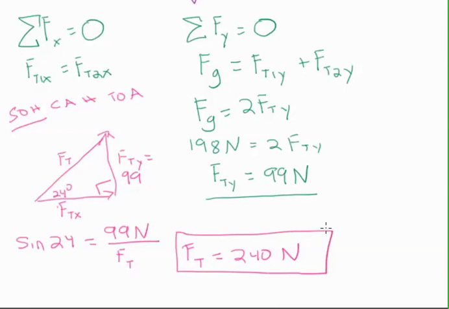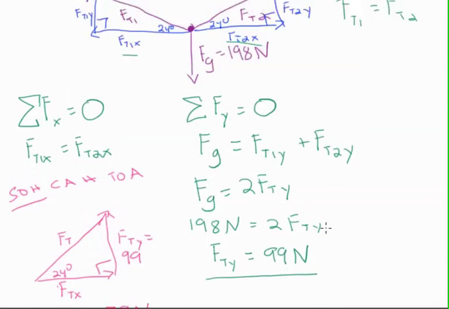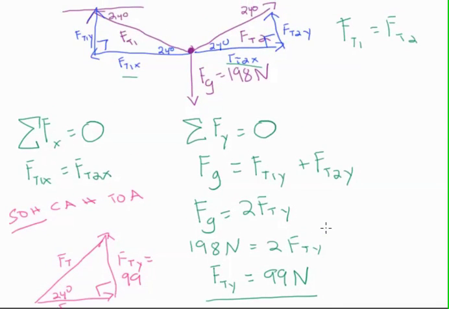So we can see, back up on our free body diagram, that the weight downwards is 198. But it is held up with 240 plus 240. It's using a force of a sum of 480 newtons to hold this sign up. And the reason is that only the y portion of this force is actually holding up the sign.